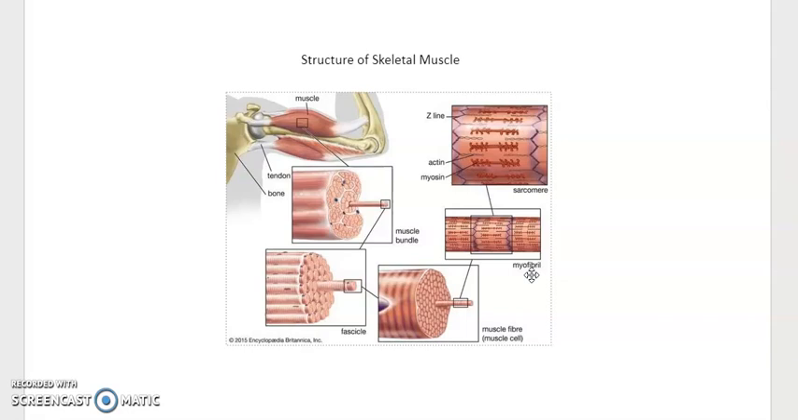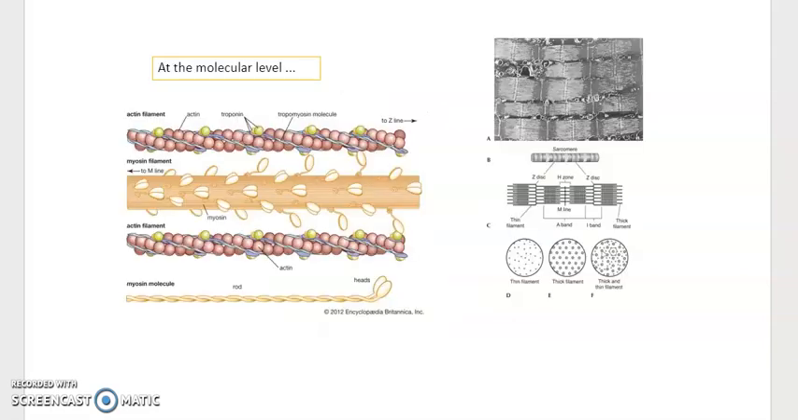Sarcomeres are sections of the myofibrils that allow contractile movements with the interaction between specialized proteins called actin and myosin. These proteins are set within structures called filaments. We can see a depiction here. This is kind of a generalized picture. When we look a little bit closer, we're going to see that these proteins are going to be set on these other structures called filaments. There are thin filaments and there are thick filaments.